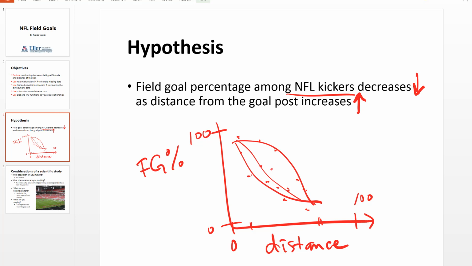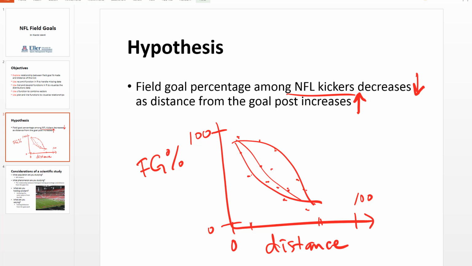So the hypothesis, which you may recall from a previous video on the scientific process, is that we're exploring the relationship between the distance, which we say has an effect on the field goal percentage. So as distance increases, we are suggesting that the success rate decreases.